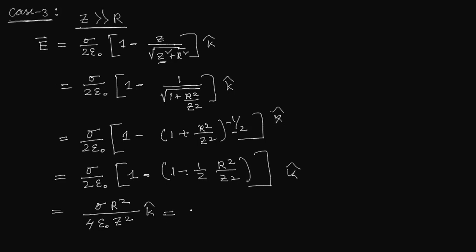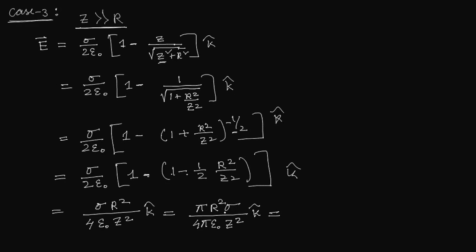And then if we multiply the numerator and denominator with pi, we'll get pi r square sigma divided by 4 pi epsilon naught z square into k cap.